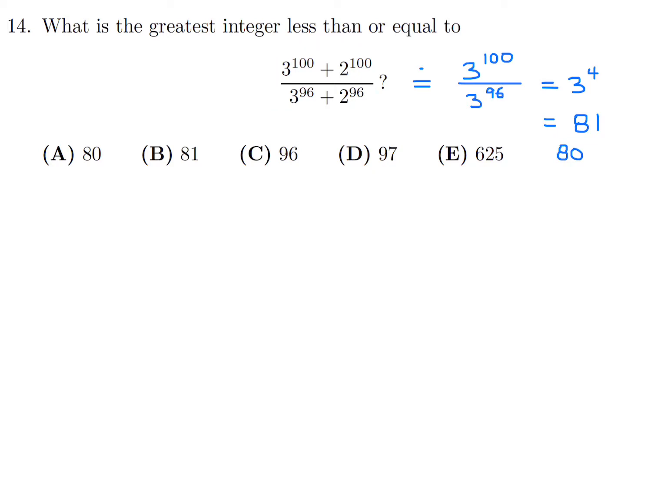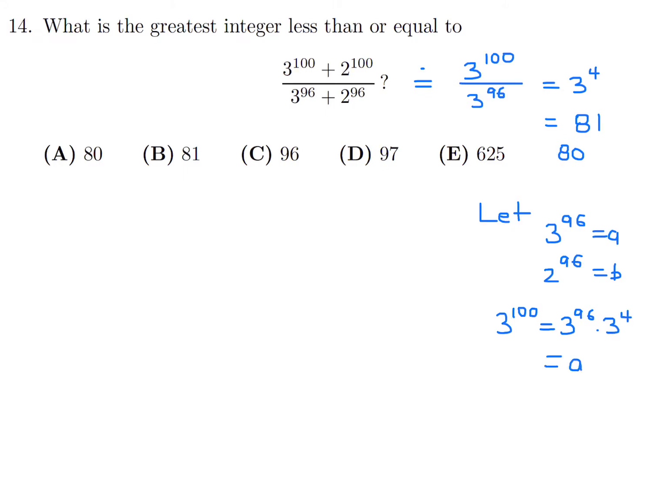So let's take this and bring it over here. What I'm going to do is make some substitutions. So let 3 to the power of 96 be A, and let 2 to the power of 96 be B. Since 3 to the power of 100 is equal to 3 to the power of 96 times 3 to the power of 4, it becomes A times 3 to the power of 4. And similarly, since 2 to the power of 100 is 2 to the power of 4 times 2 to the power of 96, it becomes 2 to the power of 4 times B.